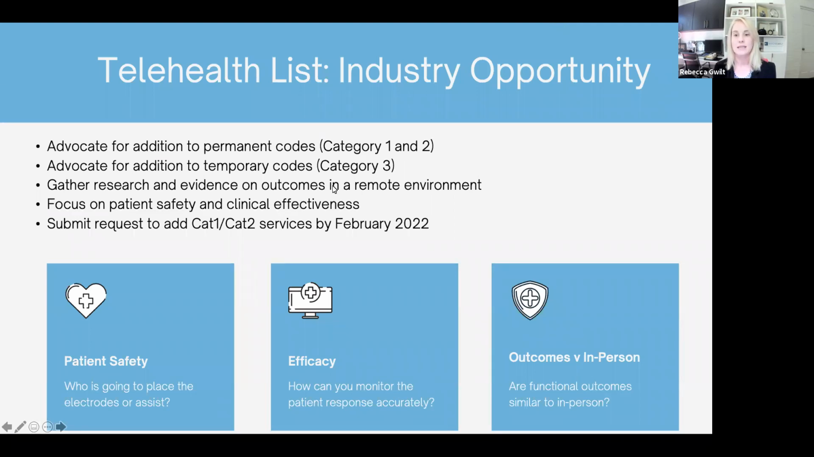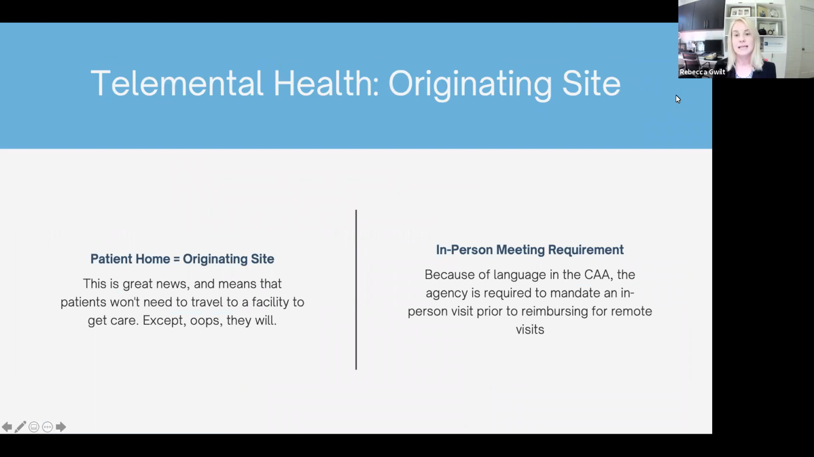All right, let's go to the next. The second sort of tranche of changes has to do with telemental health. So there were some wins and there were some not wins.